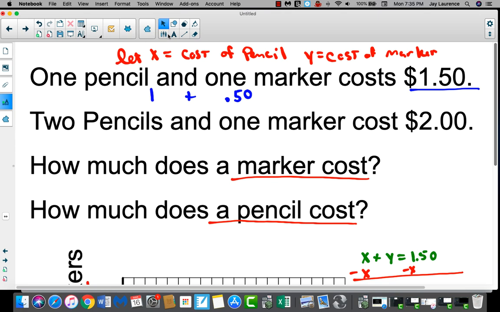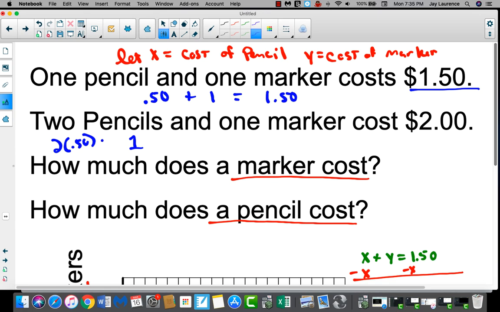All right, it's not going to let me fix it, so I'll just have to do a little erasing, no problem. Okay, so a pencil costs 50 cents, right? And a marker costs $1, and it still gets $1.50. Okay, 2 pencils would cost $1, wouldn't they? Because 2 times 50 cents, right? That would equal $1. Plus 1 marker, which costs $1, and 1 plus 1 is, you guessed it, $2. Okay, that's a way to solve a system by graphing.